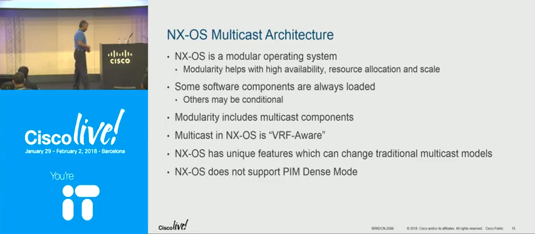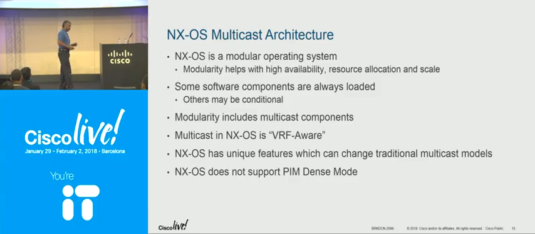The multicast component, the Nexus OS multicast component, is also modular in nature. IGMP is always enabled, but in order to configure PIM and use PIM as your multicast protocol, you again need to enable it. So feature PIM is required in order to have PIM components loaded on the Nexus switches. Multicast in Nexus OS is VRF aware, so some of the platforms like Nexus 7K also support Multicast VPN, which is providing multicast service for multi-tenant customers or VRF customers.